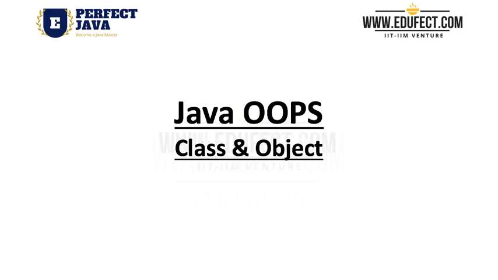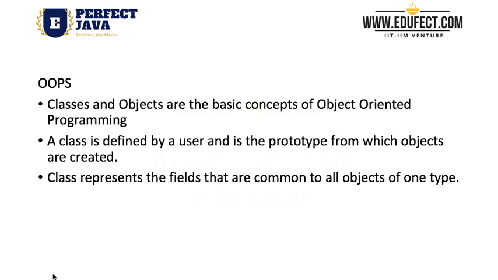Let us start learning about Java OOPS. The concept we are going to learn about is class and object. Classes and objects are the most important and basic concept of object-oriented programming. A class that we will define is a user-defined class, and it is like the prototype or the blueprint from which all the objects are created.